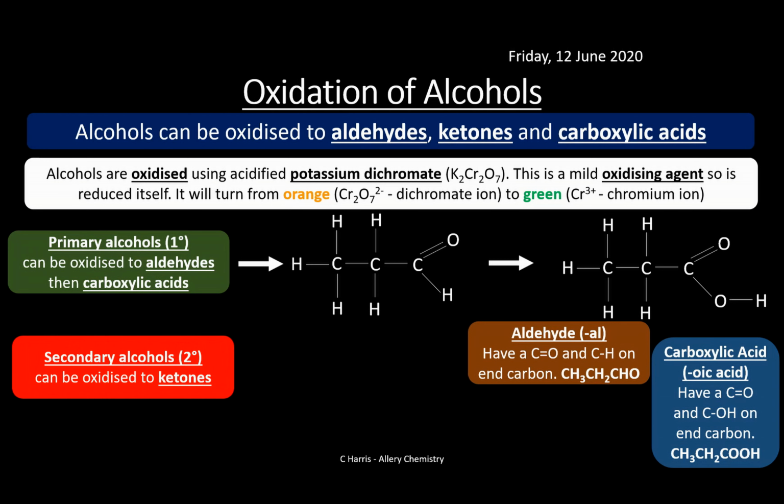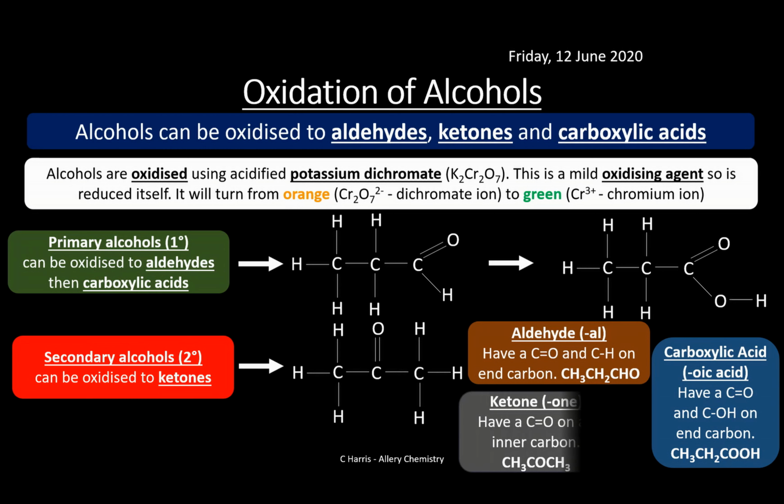Secondary alcohols can be oxidized to ketones. Ketones, as we've seen before, end in -one, so this one is propanone. Secondary alcohols are oxidized to that. There is no further oxidation, though. Primary alcohols can be oxidized to aldehydes, then carboxylic acids. Secondaries can be oxidized to ketones, but nothing else. That's the only step it can go to.